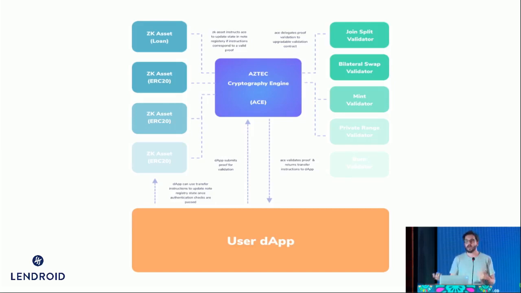So if you want to add, for example, whitelisting to your ZK assets, or if you want to add time locking, you can do that independent of validating the proof. So hopefully it gives you a lot of flexibility around how you build the assets that you build or the dApps that you build.